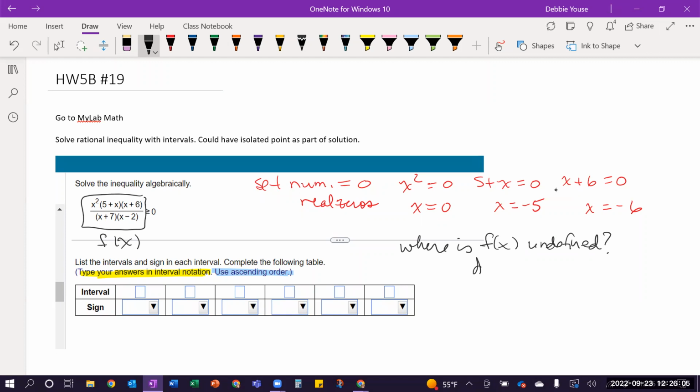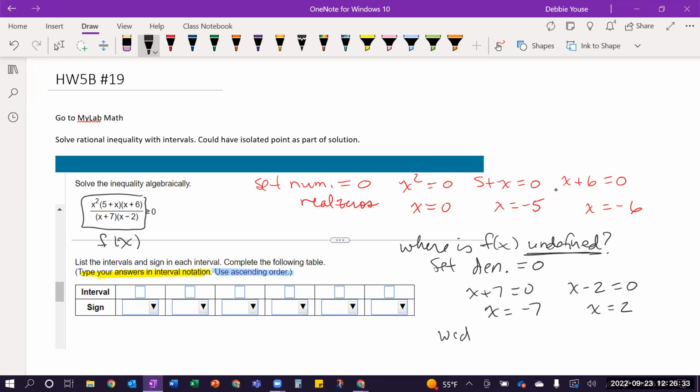That is where you are going to set your denominator, and again, I'm abbreviating, equal to 0. And so that is 2 factors of x plus 7. I don't need that parenthesis. Set that equal to 0 and set x minus 2 equal to 0. So I solved both of those and I got -7 and +2. Now, what does this mean? This is where the function is undefined.